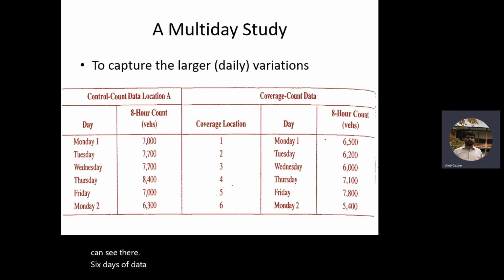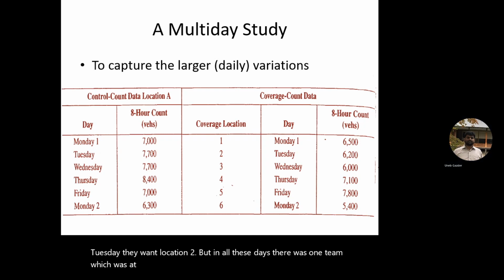For the coverage count, I have 1 day of data, 1 day on each location. So on the first Monday, they were on location 1. Second Monday, Tuesday, they were on location 2. But in all these days, there was one team which was at the control location.